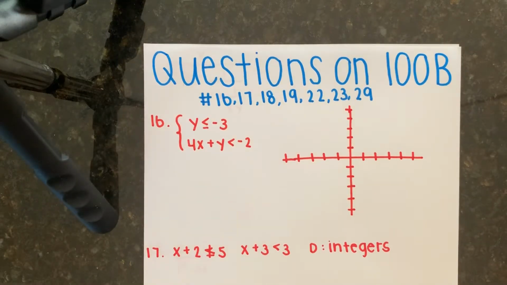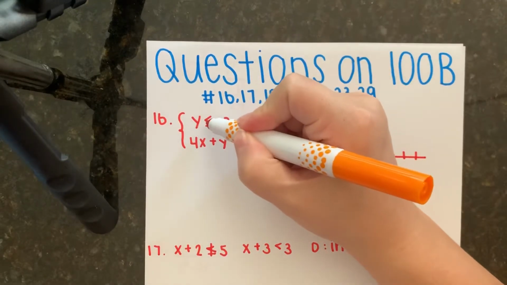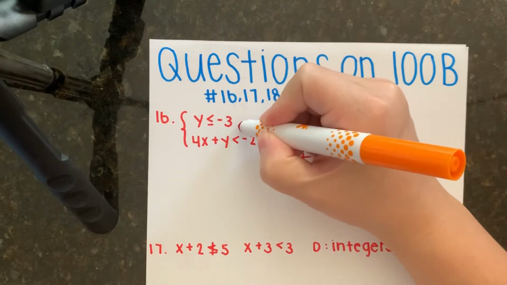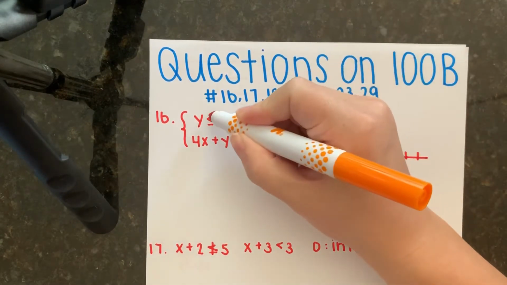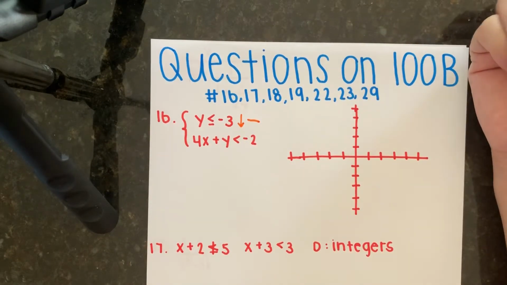Hi everyone, in Algebra 2B, we are going to be going over your questions for 100 Part B, Lesson 100 Part B. The first one we're going to look at is y is less than or equal to -3. Now, when y is less than, we know that we're going to shade everything below. And when there's an equal sign under, it's going to be a solid line, not a dotted line.